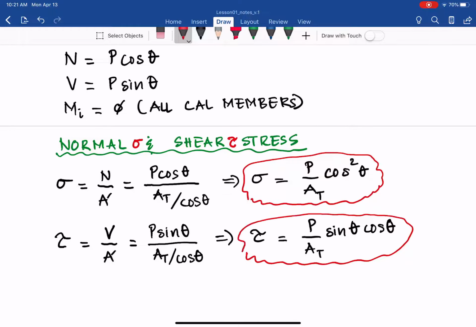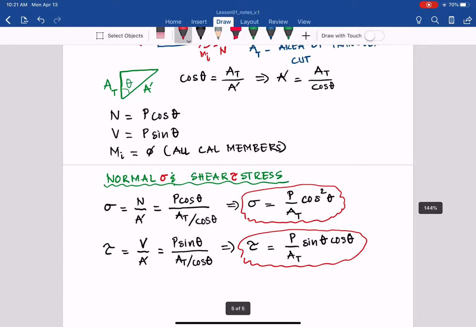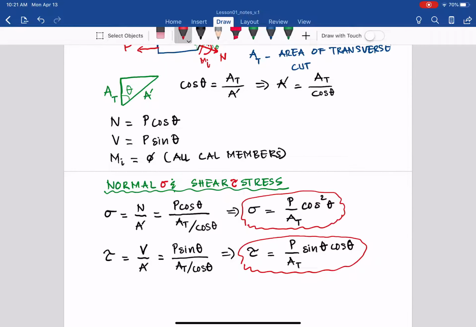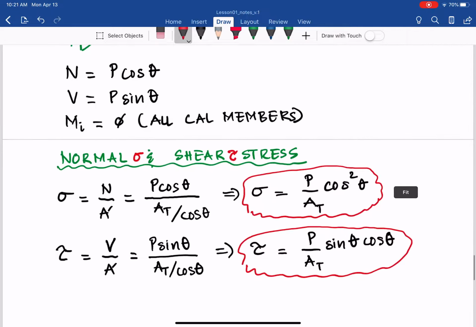So you can see, even in a two-force member, if we make a cut at an angle theta from the transverse cut, then we have both normal stress and shear stress.